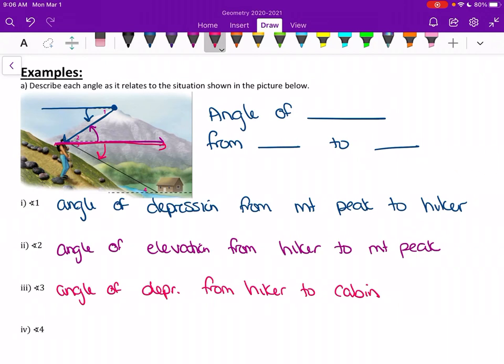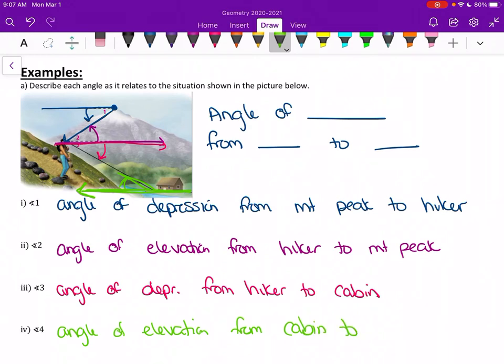Then our last one is now if we are down in the valley and we are looking at the cabin, so the cabin's line of sight is here, and then they look up to the hiker, okay? So angle 4 is angle of elevation from cabin to hiker.